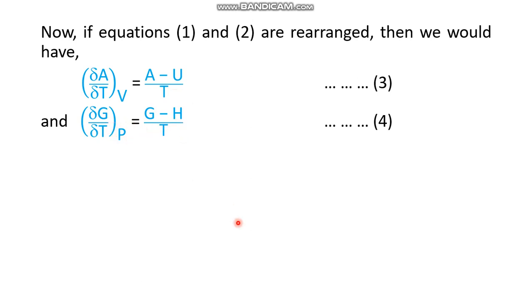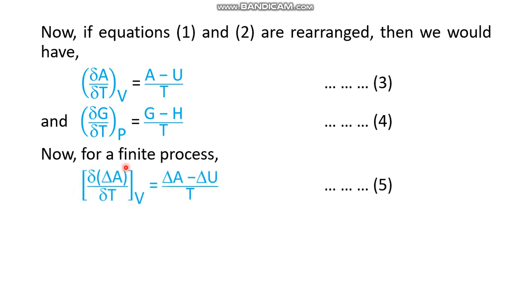Now if this G is the change in G and if this A is the change in A, then these parameters would also be the change in A minus change in U, change in G minus change in H. What type of change? It is finite change. That means delta. So for a finite process, instead of A, if you write delta A, then instead of A minus U, you can write delta A minus delta U. This way you are getting equation 5 and altogether equation 6. Altogether 6 equations here. This is del of delta G with respect to delta T at constant pressure equals delta G minus delta H by T.